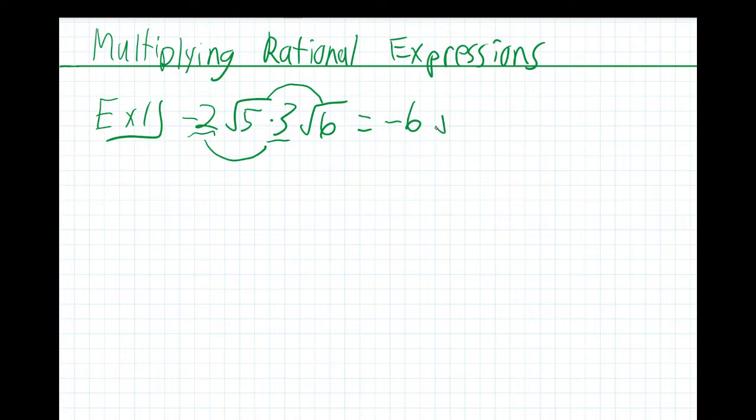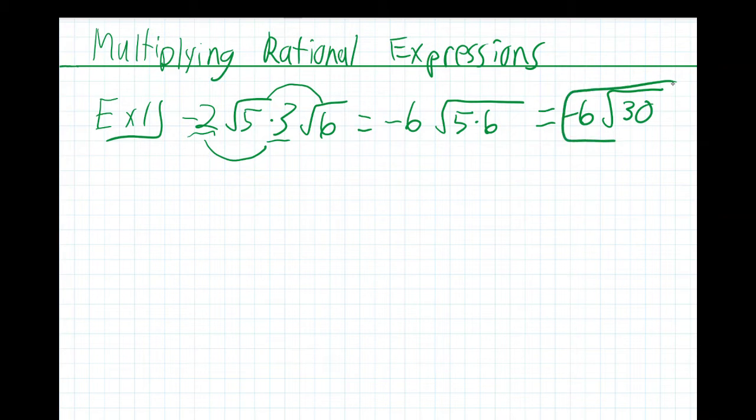Square root of 5 times the square root of 6 is the same thing as saying the square root of 5 times 6 underneath our square root. And that is equal to -6 times the square root of 30.